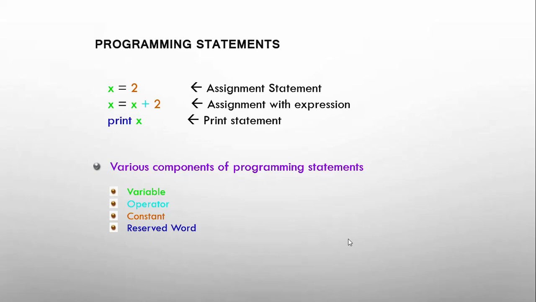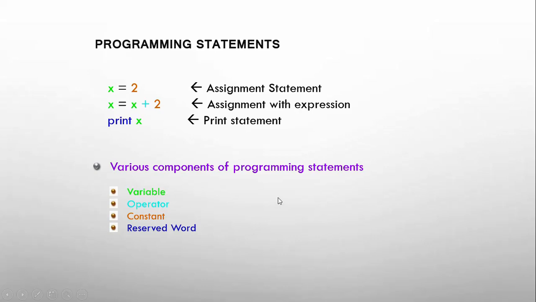Programming statements like x equals 2: the assignment operator is used to assign a value to a variable. Assignment statement like x equals x plus 2, assignment with an expression. Print statement, so print x. Variable component of programming statements: variable, operator, constant, reserved words.